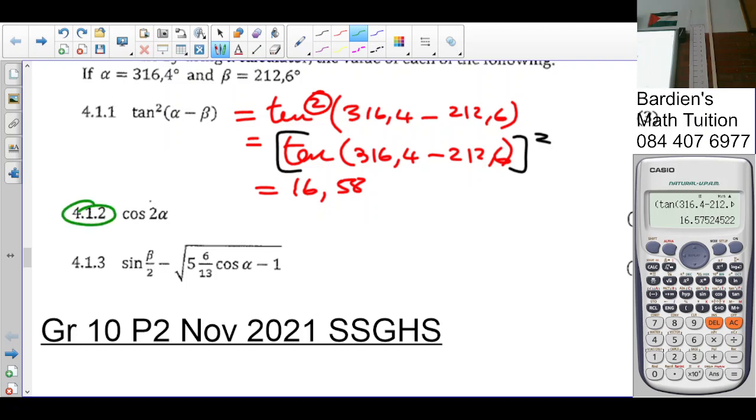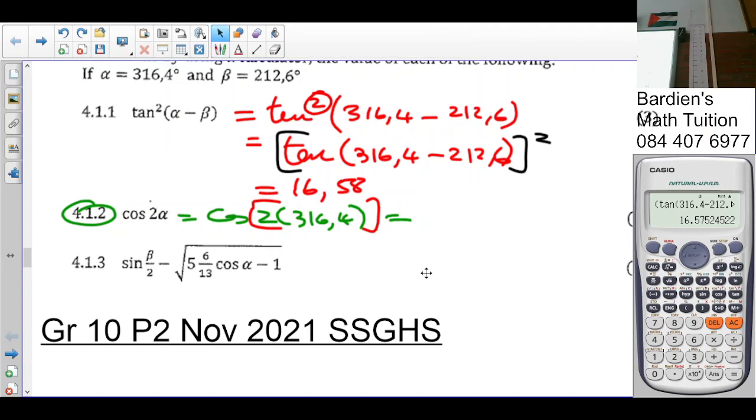So in 4.1.2 they're looking at cos of 2 alpha, which is 316.4. Now many a time you see that the learners punch it straight into the calculator, which is wrong. The 2 must be multiplied with the angle before the cos is taken, in other words. Okay, so that would be cos of 2 times, or 2 open brackets 316.4, close brackets, which gives an answer 0,05.